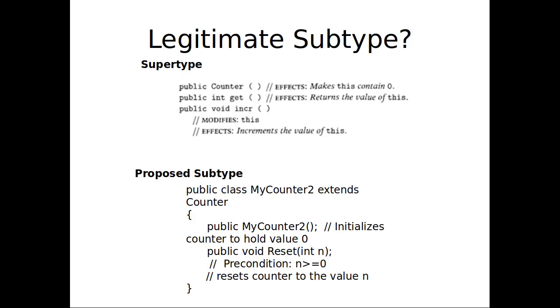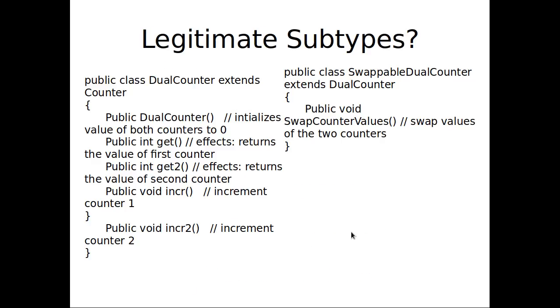And in fact, because of the precondition, we can't violate an invariant. This purely violates history properties because there's a precondition for reset that you can only reset it to a value that's greater than or equal to 0. So this will never violate the invariant. It could violate the history property. If that precondition were gone, could it violate the invariant? Yeah, then it could be less than or equal to 0.